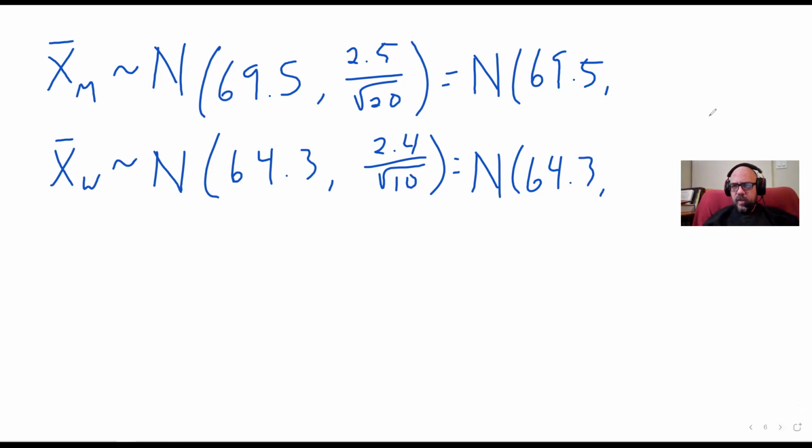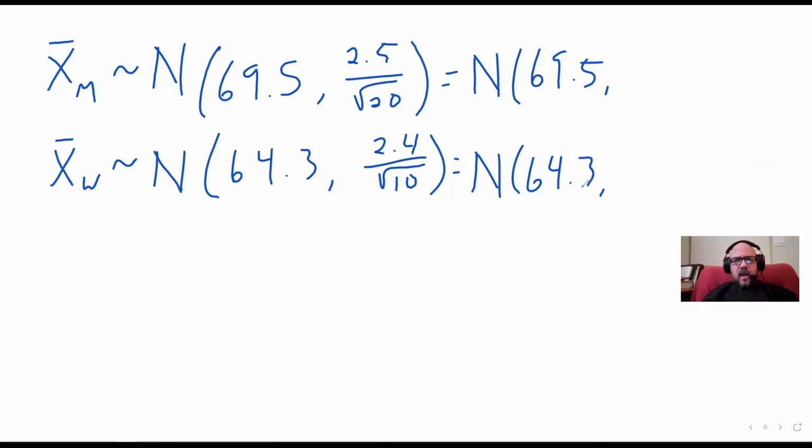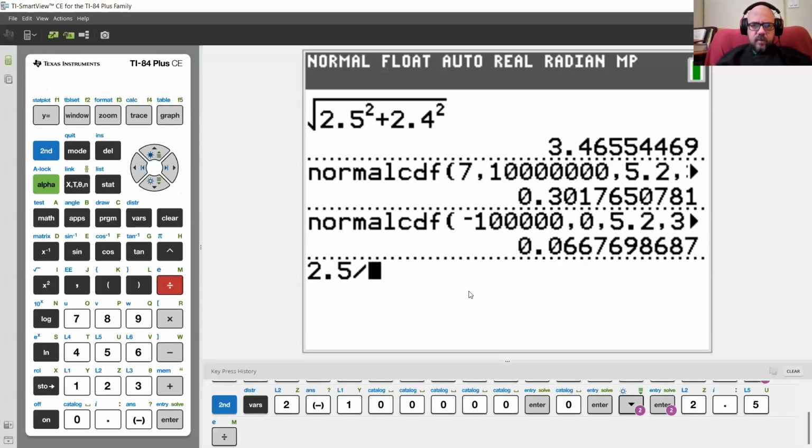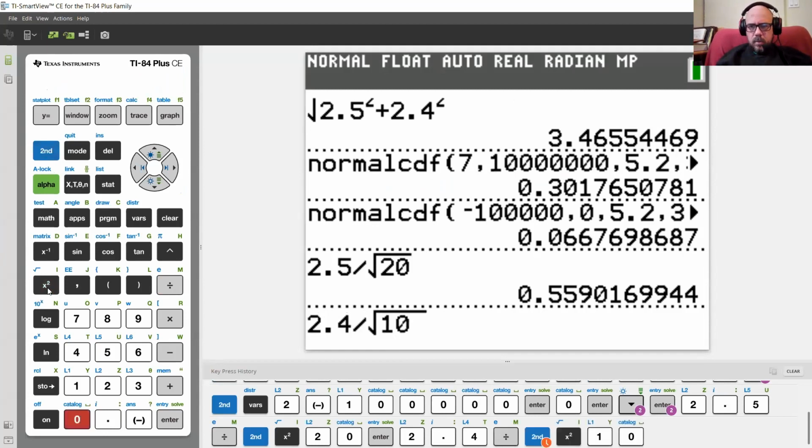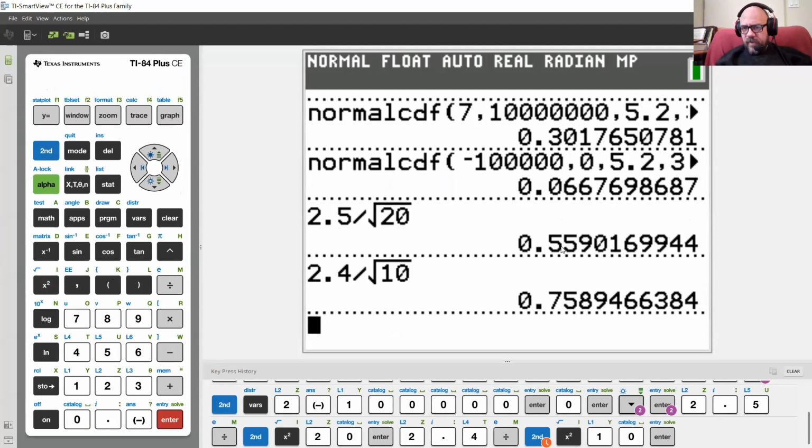Let me move my picture out of the way because it's, as always, going to be right in the way. Let's go to the calculator. 2.5 over root 20, 2.4 over root 10. So we're going to go 2.5 divided by the square root of 20 and 2.4 divided by the square root of 10. All right, so let's say 0.56 and 0.76. Sure, we're rounding off a little roughly here, but that's fine.